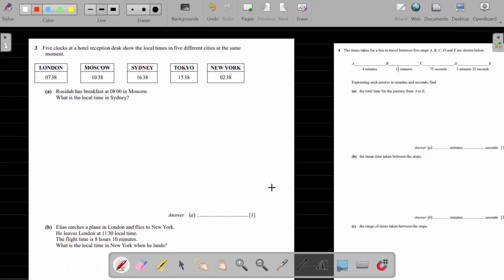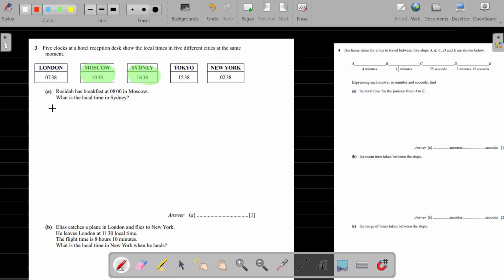5 clocks at a hotel reception desk show the local time in 5 different cities at the same moment. Rosita has breakfast at 8:00 in Moscow. What is the local time in Sydney? Okay, let's see the time difference between Moscow and Sydney. That is for Moscow and that is for Sydney.